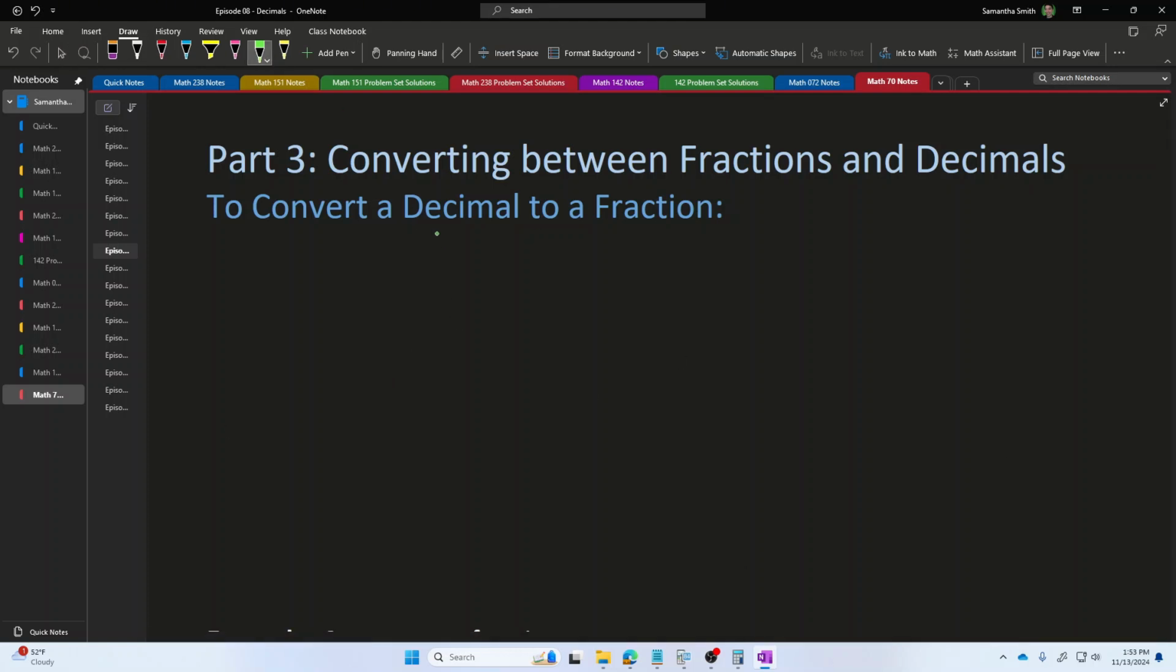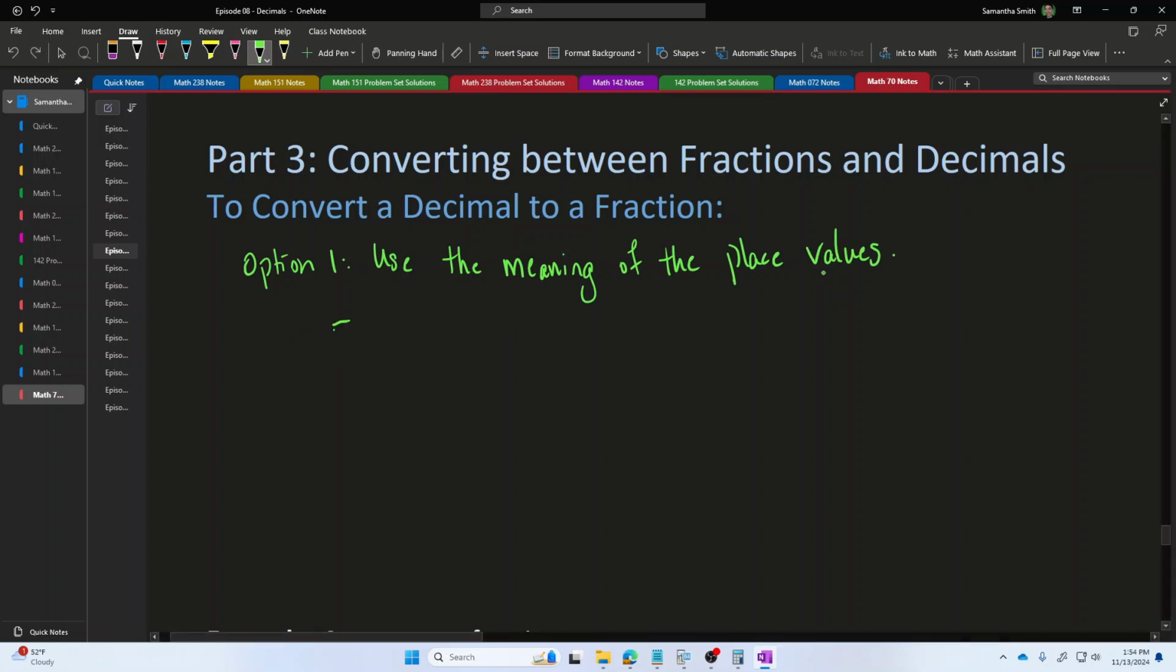So first of all, let's talk about converting decimals to fractions. If I want to convert a decimal to a fraction, there are a couple of different ways to go about it. And way number one is to use the meaning of the different place values. For example, I'm thinking about the decimal number 0.51. What fraction would correspond to this decimal?